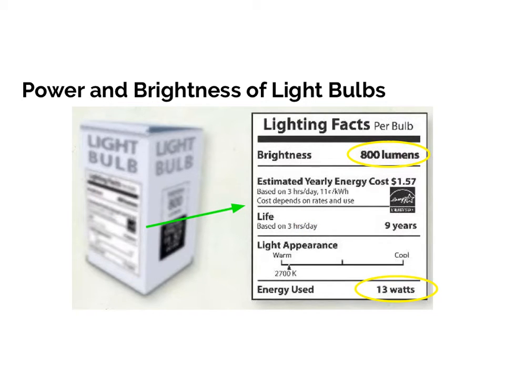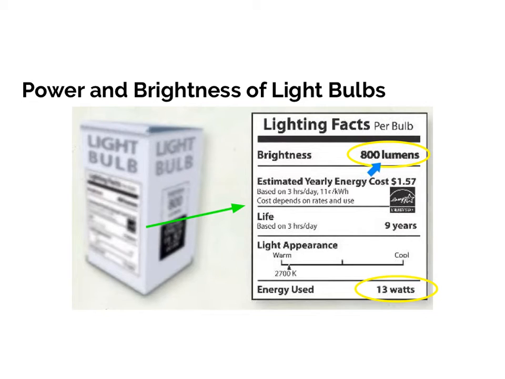Again, they'll show you the wattage of those bulbs, the light appearance, whether it's a nice soft light or maybe more like daylight, and the lifetime, so you'll see that if you use it for 3 hours a day, it's going to last you 9 years. You'll also see the estimated cost, and another big thing, which is compared to the power rating, is the brightness.